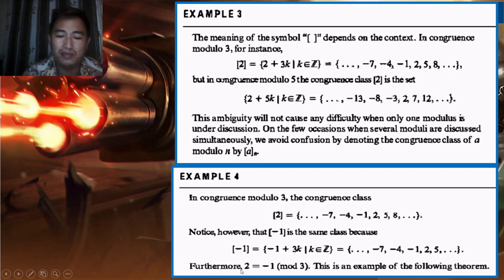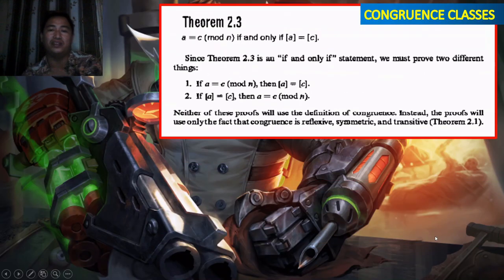Furthermore, 2 is congruent to negative 1 mod 3. If you subtract negative 1 from 2, that becomes 3, which is 0 mod 3, since it is divisible by 3. This is an example of the following theorem. Theorem: a is congruent to c mod n if and only if their equivalence classes are equal.